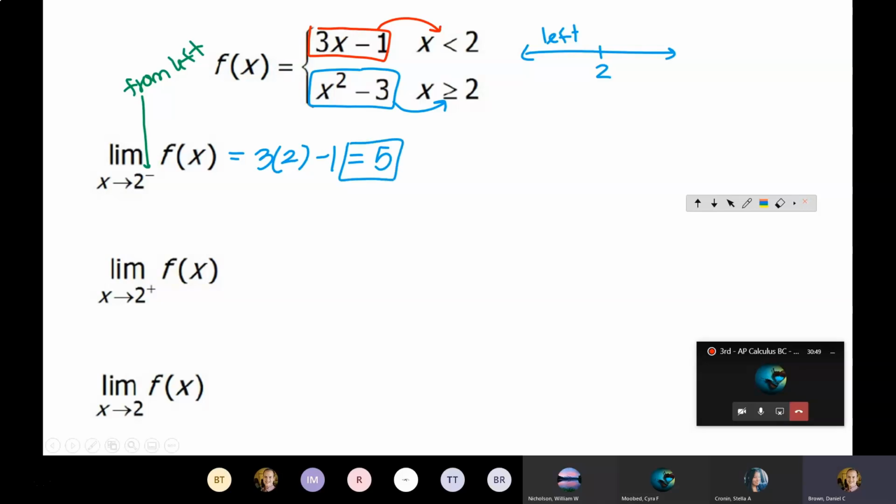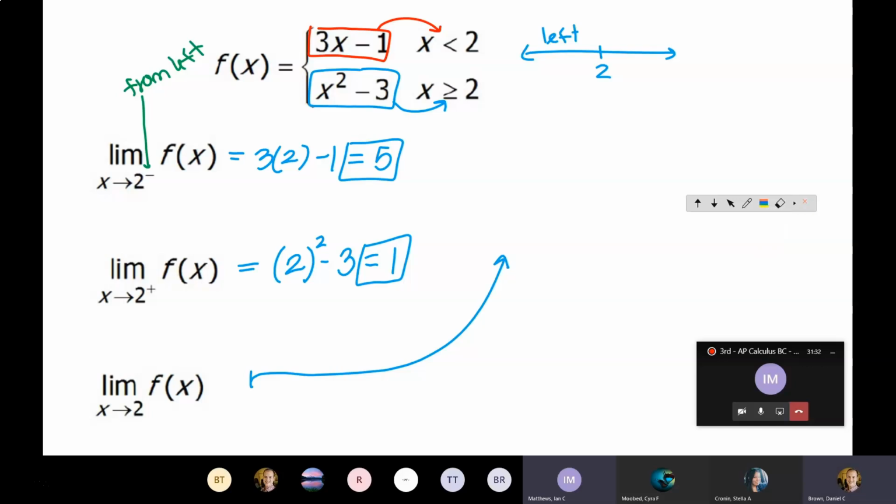So then likewise, if I want to find the limit as you're coming into 2 from the right-hand side, we're going to use the other one, plugging it in. 2 squared minus 3. 2 squared is 4. 4 minus 3 is 1. So then that does bring us to this last one. What do we know the limit as x goes to 2 is going to be, and why? If someone wants to take a guess at that. It won't exist. And why are we saying it won't exist? Because coming from the right and left is different.